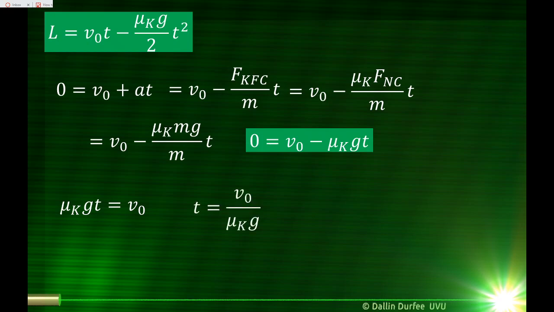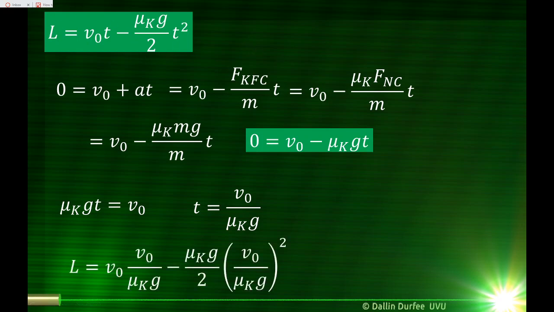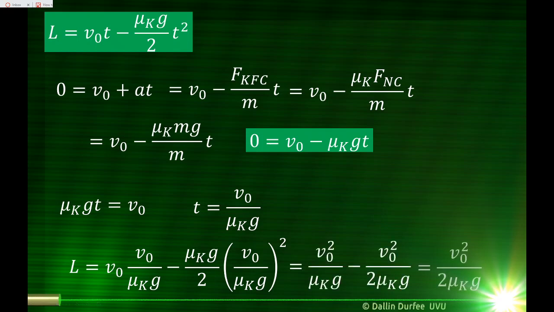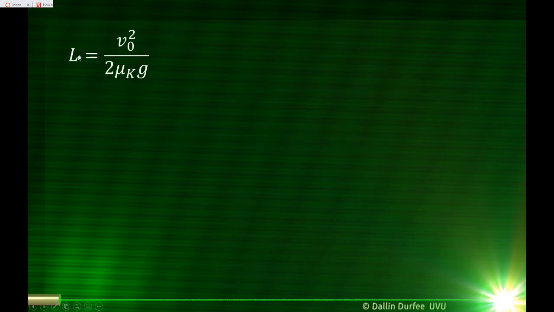t. Then I can take t and plug it into the first equation, and I get L is equal to V naught times all of this stuff, which is t, minus mu k g over 2 times all of this stuff, which is t, squared. And if I simplify that, I actually just end up with V naught squared over 2 mu sub k g. So I basically have this equation right here. I just need to solve for V naught now.